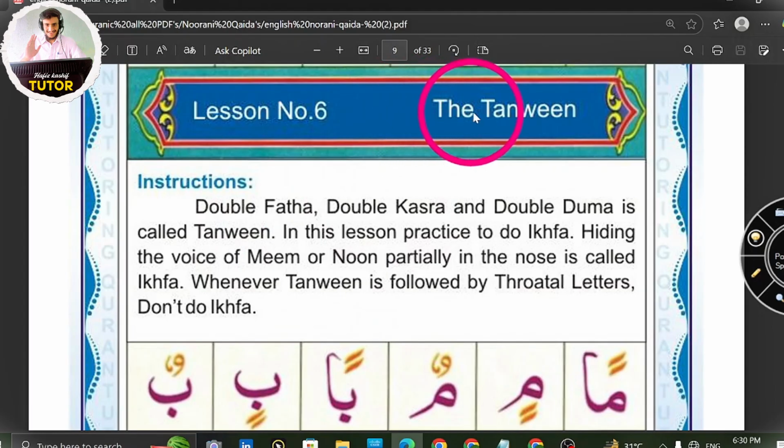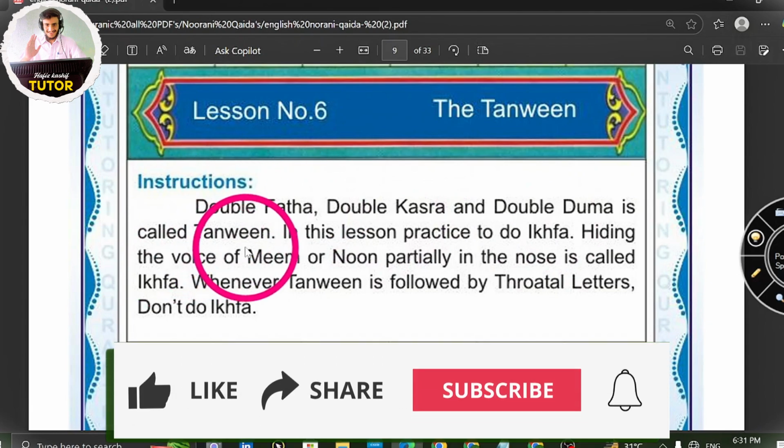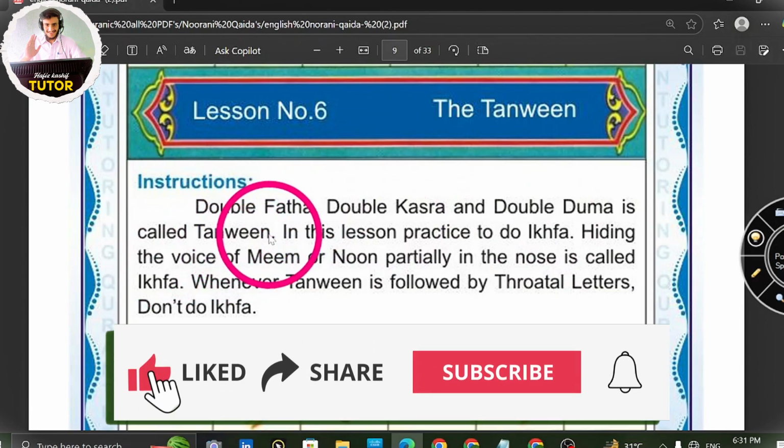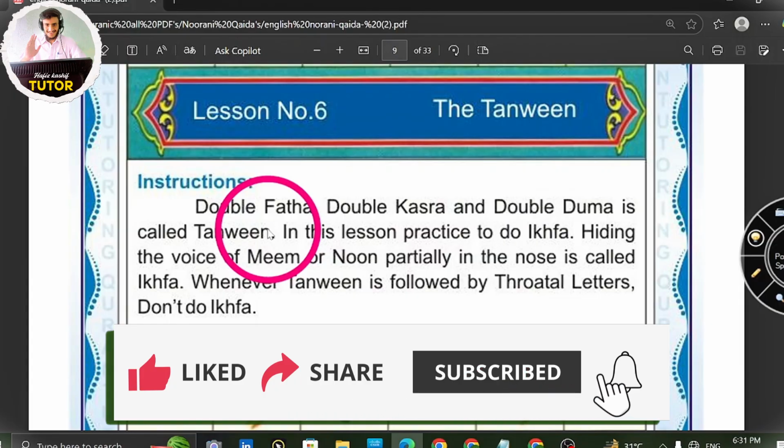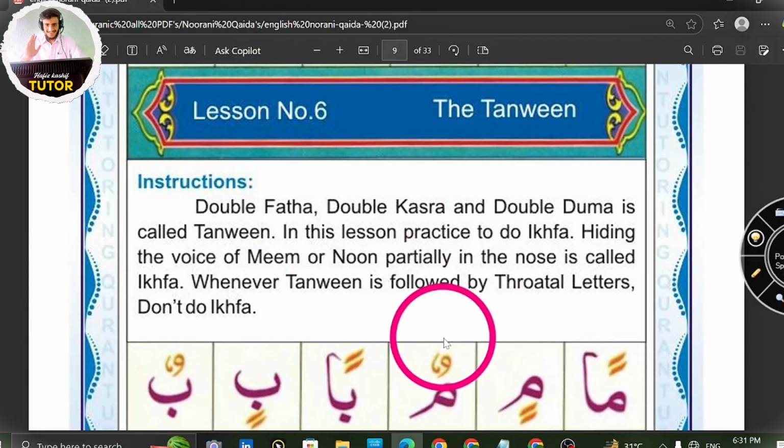Lesson number 6, the Tanween. Instruction: double fatha, double kasra and double dhamma is called Tanween. In the previous lesson we learned single fatha, kasra, dhamma. Now we are going to move towards double fatha, double dhamma and double kasra, which is also known as Tanween.